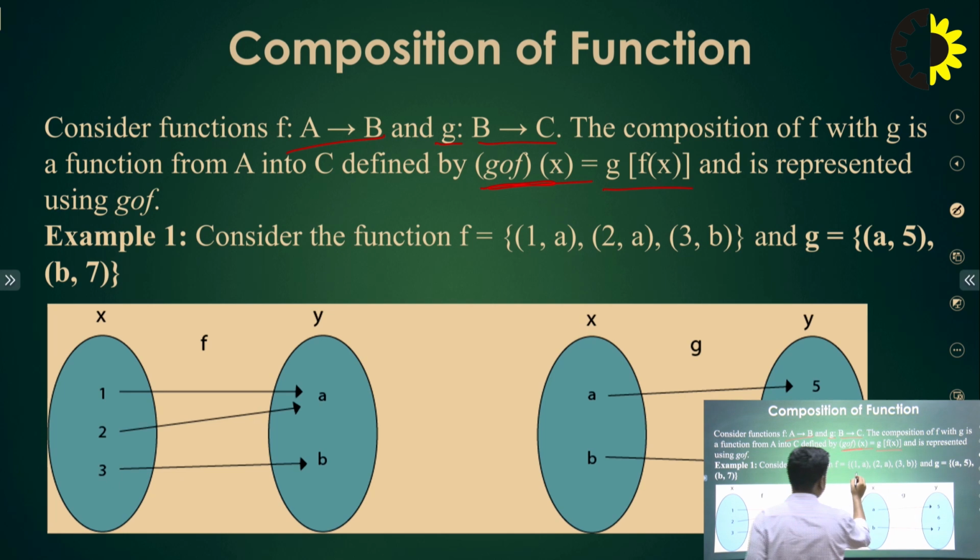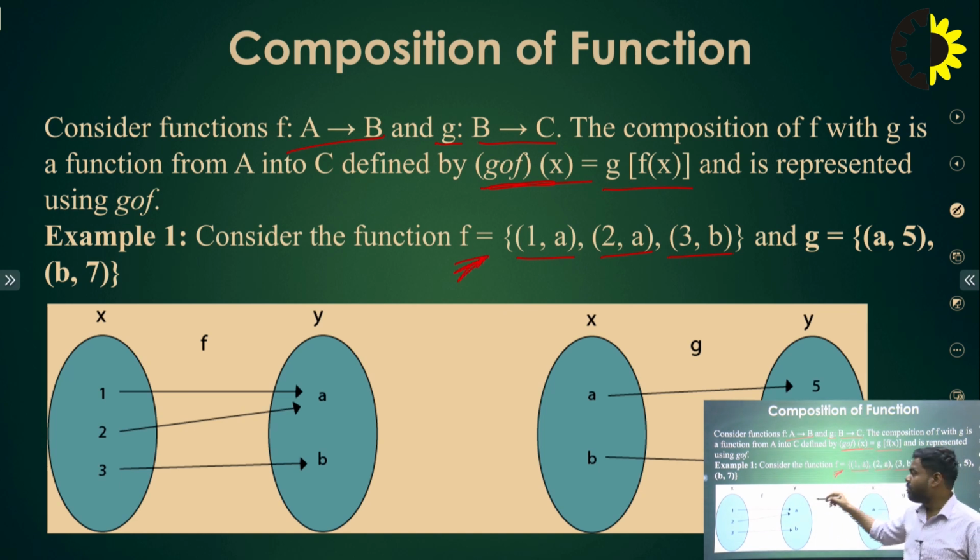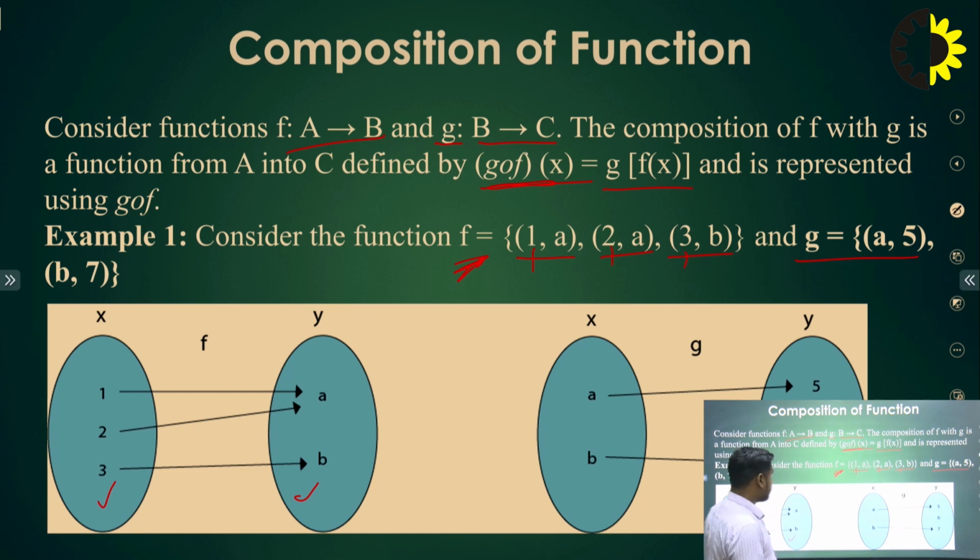Okay, now I am taking an example. Consider a function f: 1 is mapped with a, 2 is mapped with a, 3 is mapped with b. This is only the function f, I am not talking about the function g yet. I have put the values in the domain part, and in the codomain part a and b, and the mapping I have done. In the same way the function g has been given, so the diagram for g has been created. In the function f, x is mapped with y, and in the function g, x is again mapped with y.